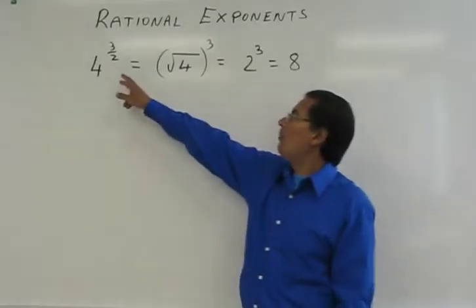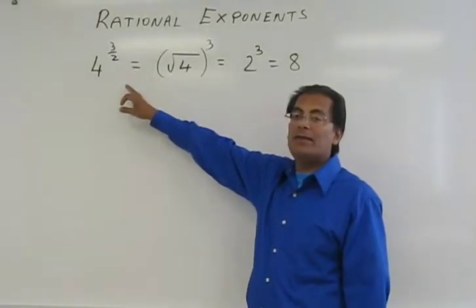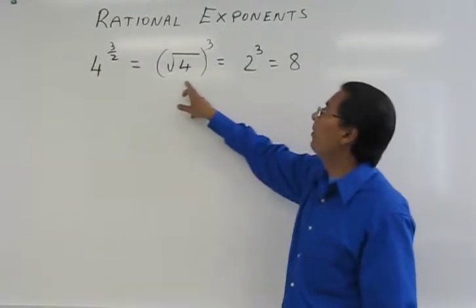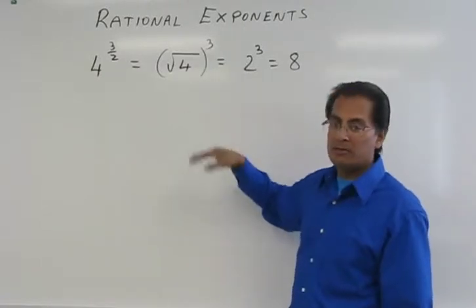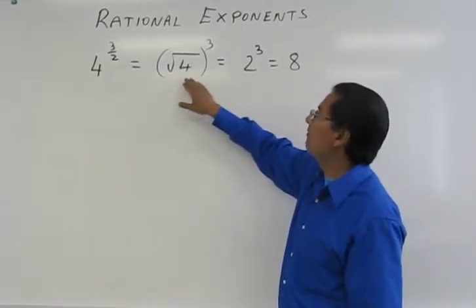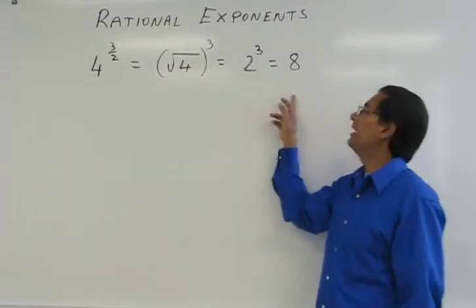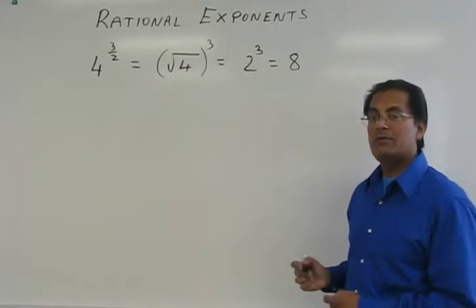So we have 4 raised to the 3/2 power. What does that mean? Well, that means the square root of 4, all cubed. And normally we go for the root first. So the square root of 4, all cubed. The square root of 4 is 2. 2 cubed is 8.